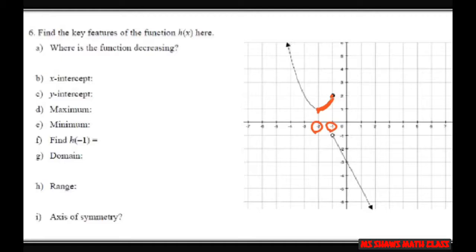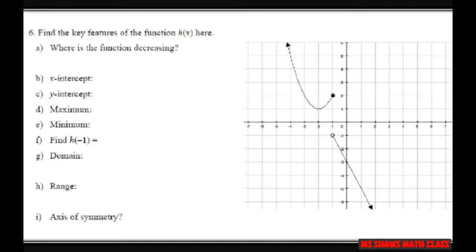So the way you're going to write that is, we're writing in interval notation, -2 to -1. So that's how you would write that. X-intercept, I don't see any. So that's n/a.